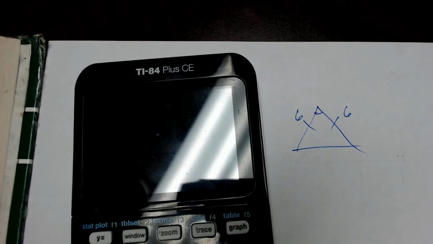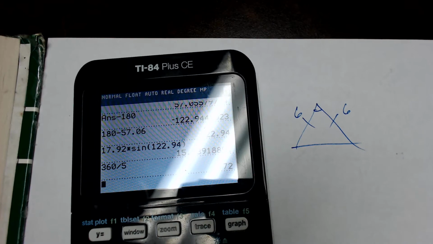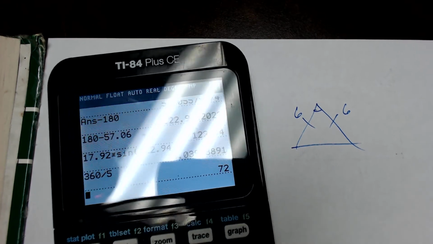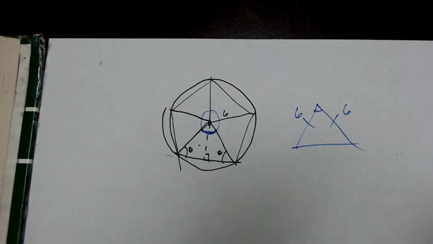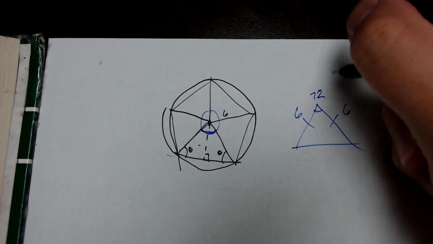So if you're feeling super lazy, you can go to your calculator and take 360 divided by 5, and you're going to get 72. After you do a lot of these, you'll just start to memorize the central angles of regular polygons. So the pentagon, for example, is 72 degrees. So we know that this angle is going to be 72 degrees.